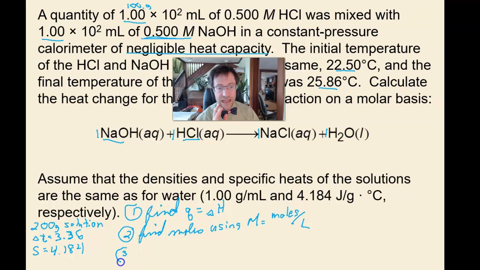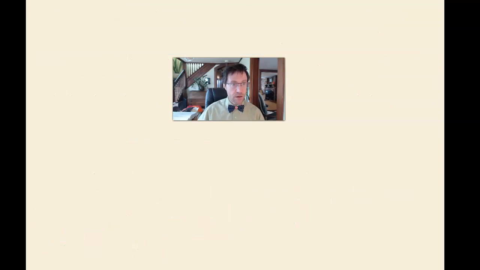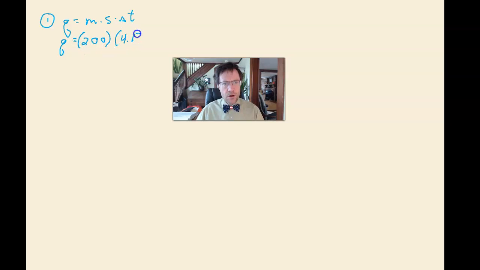Then step 3, my last and final thing, is going to be joules per mole. You guys follow that? Easy peasy lemon squeezy. I'm going to have to do a little bit of bouncing back and forth here, because step 1, Q equals m c delta T. In this case, Q is going to be 200 times 4.184 times, what is my delta T? Positive 3.36.